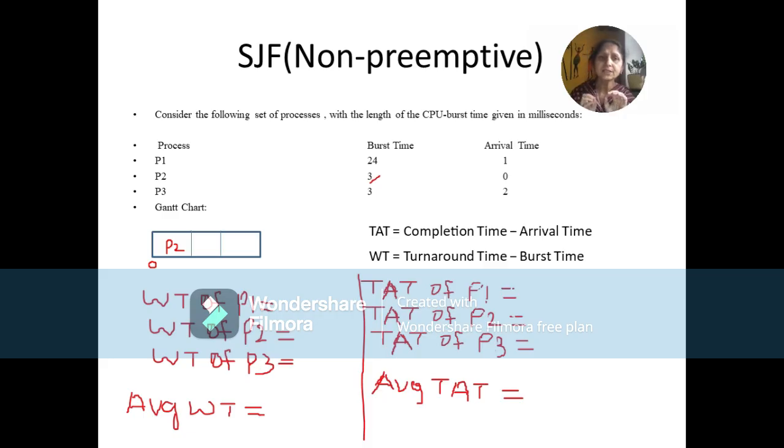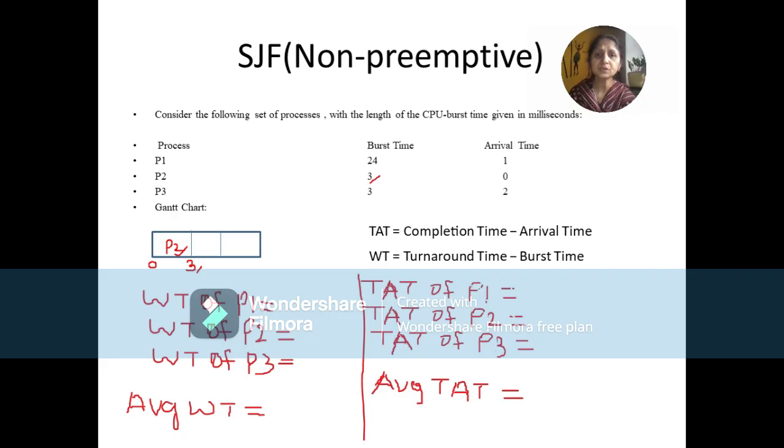Once one process gets inside the CPU, it will not be forcefully put out of the CPU. That means whichever process is inside the CPU will fully get executed, and only then it will come out of the CPU. So what is the burst time of P2? 3. So after 3 milliseconds, P2 will come out of it, or we can say that P2 is fully completed. Now, at what time did it get completed? It got completed at time 3.